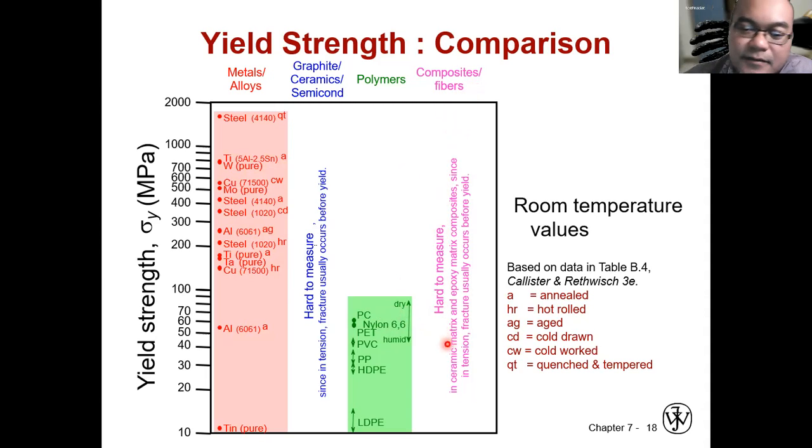Composites or fibers is very hard to measure, because in tension, the fracture usually occurs before yield. So this is a similar property like graphite.